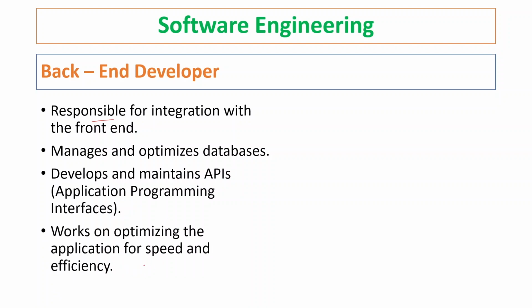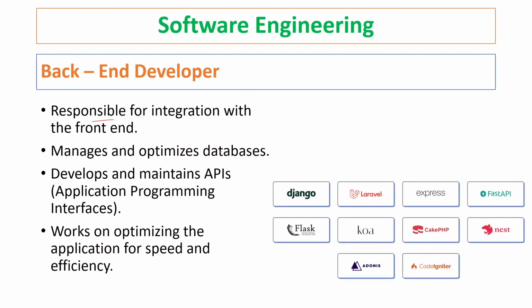So as a backend developer, you need to maintain the performance. You can increase the performance based on the algorithm you are going to use, based on the function you are going to use. As frameworks, you can use Django, Laravel, Express, then CakePHP, CodeIgniter, this kind of framework.